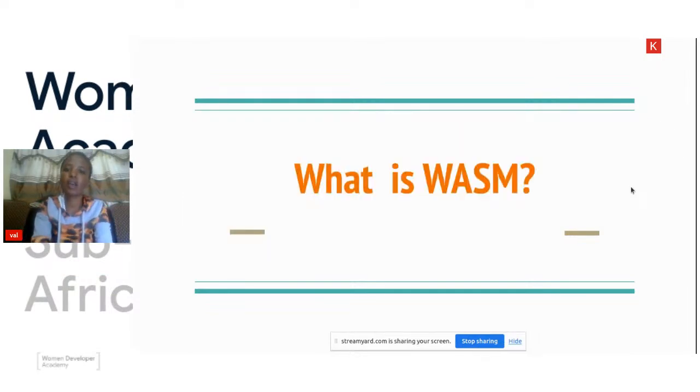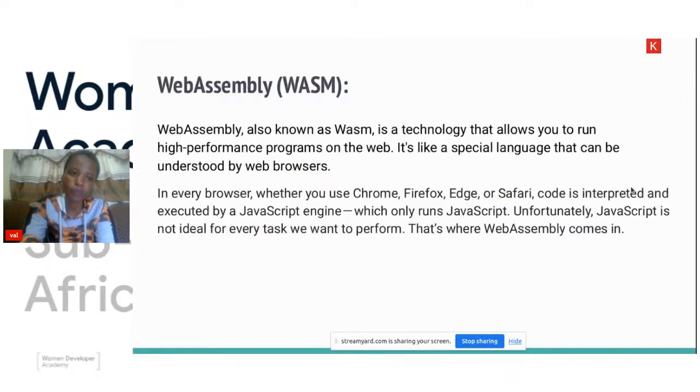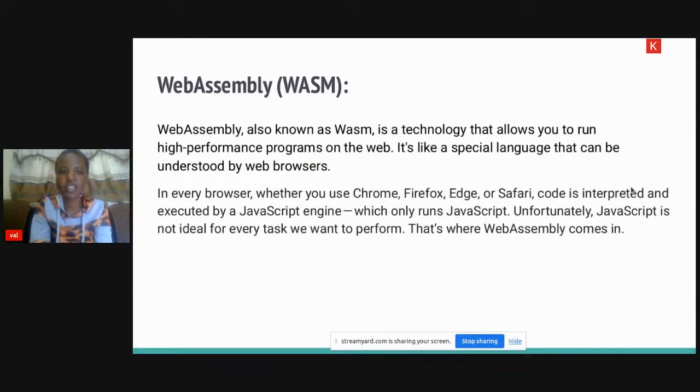So what is Wasm? WebAssembly, also known as Wasm, is a technology that allows you to run high performance programs on web. So they increase performance. That's why they allow you to run the high performance programs on web. It's like a special language that can be understood by web browsers, which you can use together with JavaScript.